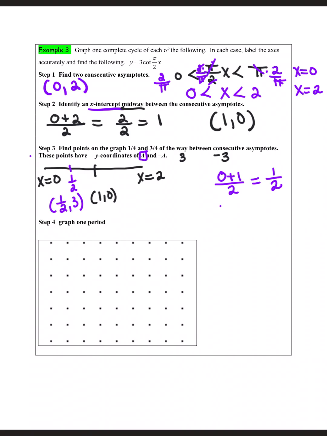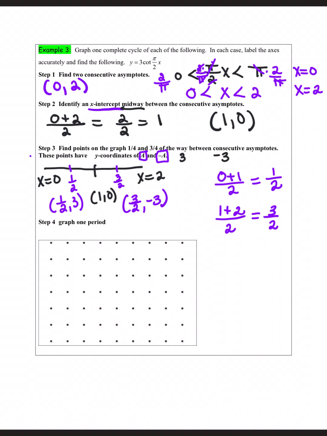Then we're going to say 1 plus 2 over 2. We're always dividing by 2. So we're using the x-intercept and the asymptote and dividing by 2. So now we have 3 over 2, or 3 halves. And that's going to be -a. So that's going to be 3 halves, comma, -3.